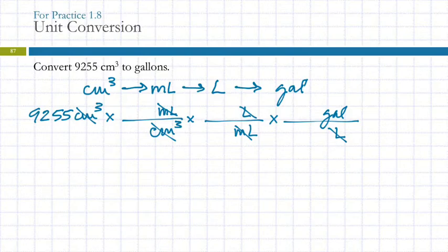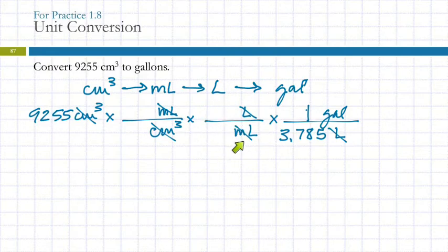So this one I looked up and wrote on the board, the relationship between gallons and liters. So there's a one with gallon. So 1 gallon is equal to 3.785 liters. I don't want to switch that around because 1 liter is not the same as 3.785 gallons.